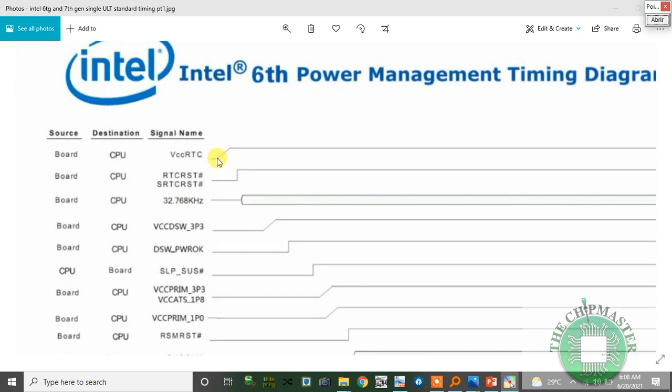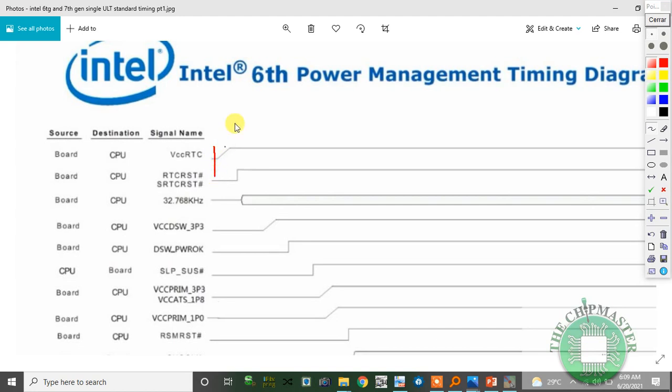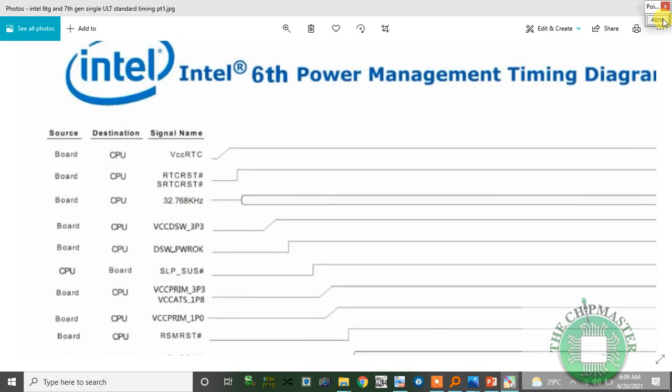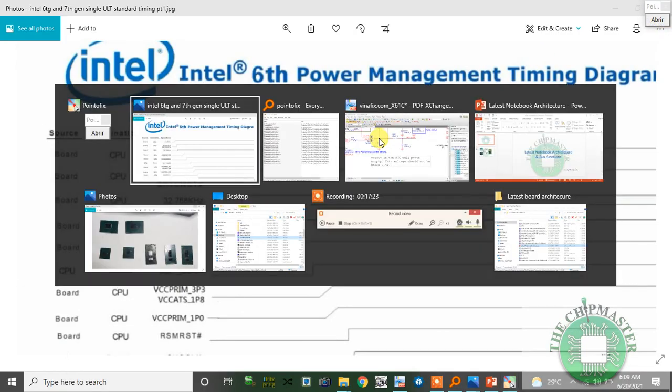That is why during the rising process of the power supply of the RTC well, it is being reset. Remember, there's a hash sign at the RTC reset and the SRTC reset. That means it's valid when it's a low level. So when RTC reset is low and VCC RTC is being powered, it is being generated between this time and this time, about 18 milliseconds, then it will rise and become 3.3 volts high. All right, so let's take a look at the schematic.